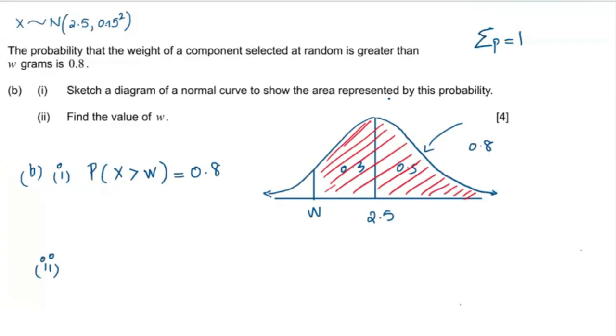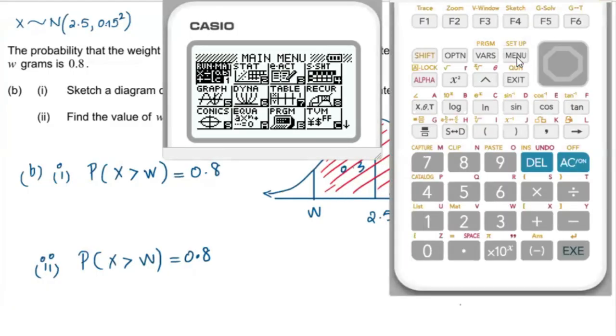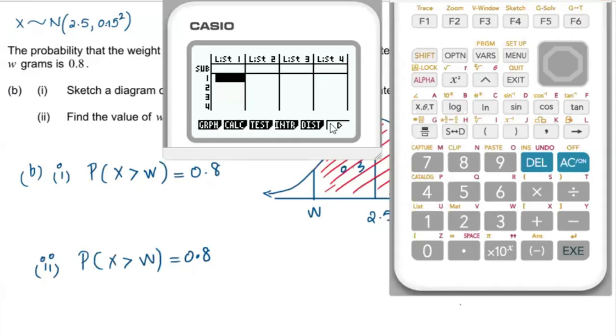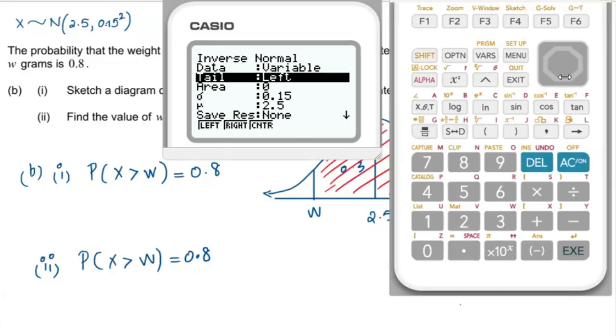Now there are two possible ways. One is the direct way, where X greater than W is 0.8. Let me show you how you can find it using the graphing display calculator. Go to menu, again to two, distribution, and normal. You see there is normal PD, normal CD, but now we use this InvN, the inverse normal button. Data is there. It's not the left, it's the right region, right?